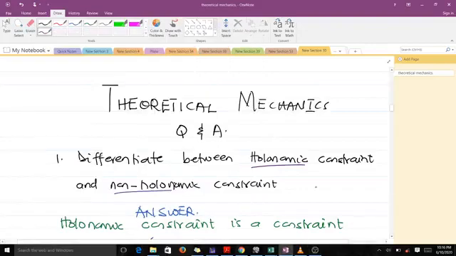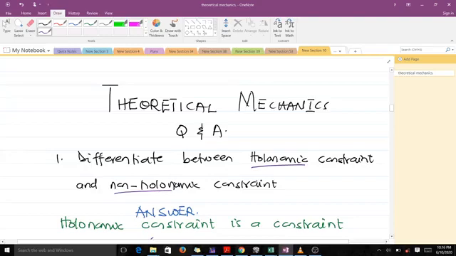So, hello and welcome to our lesson today in theoretical mechanics. Our lesson today is going to be the answering of some questions in system of particles. Alright, so the first question is we have to differentiate between holonomic constraints and non-holonomic constraints.